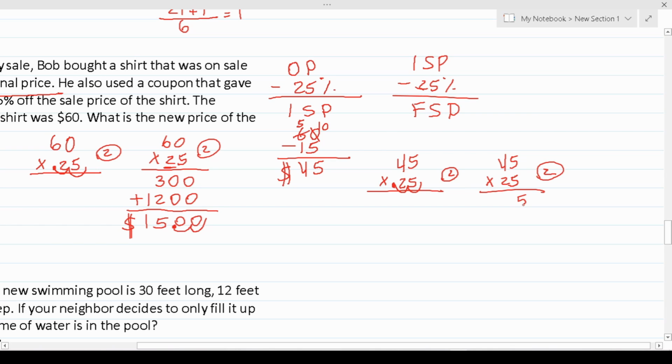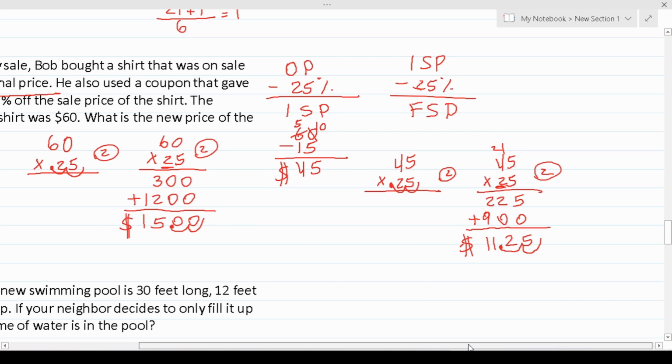5 times 5 is 25, carry your 2. 4 times 5 is 20, plus 2 is 22. Before you start multiplication with this 2, bring in a 0. 5 times 2 is 10, carry your 1. 4 times 2 is 8, plus 1 is 9. All right, let's add this up. 5 plus 0 is 5. 2 plus 0 is 2. 9 plus 2 is 9, 10, 11. Bring in your 2 decimals. So we can see the second discount was in the amount of $11.25.